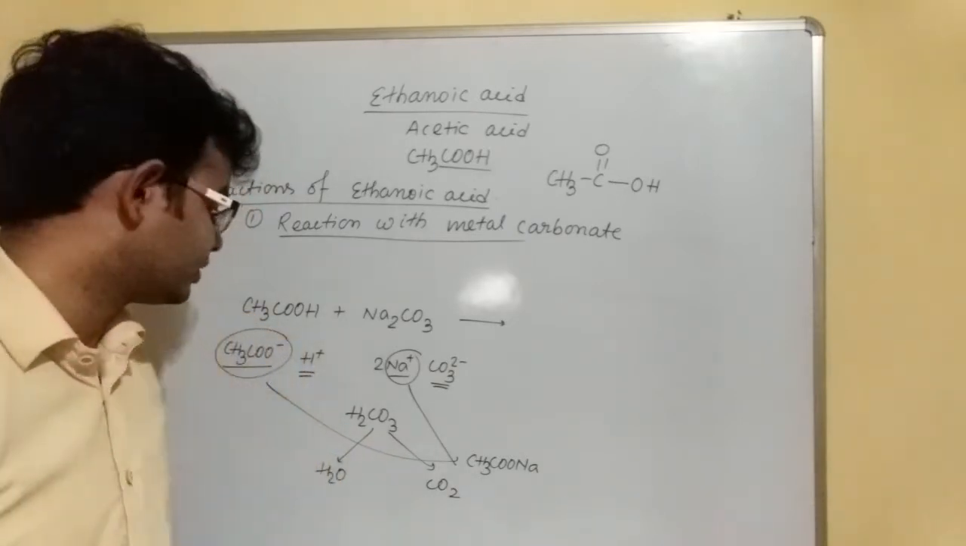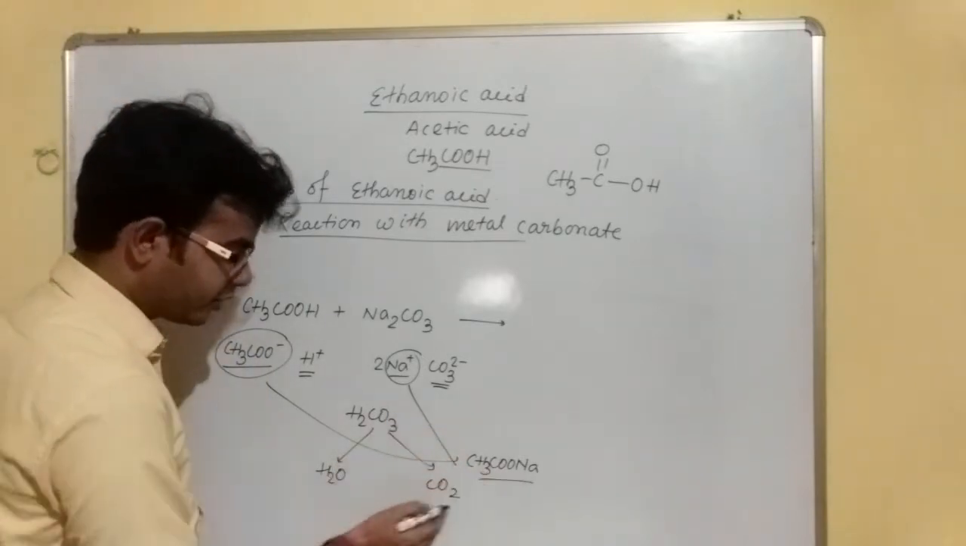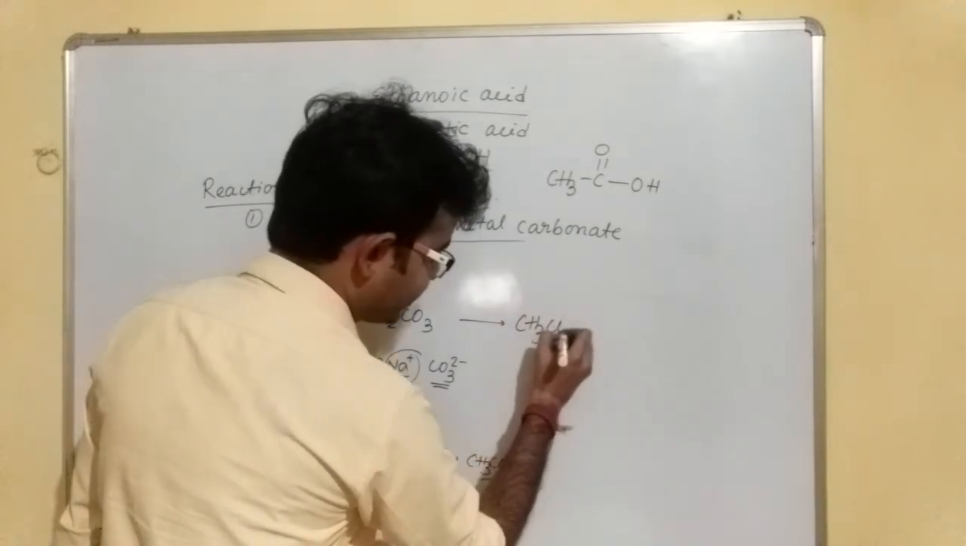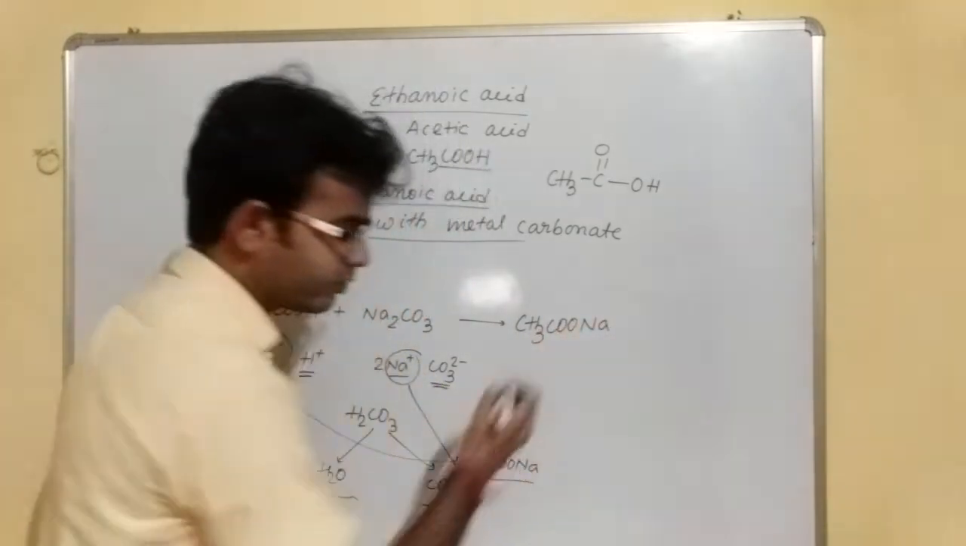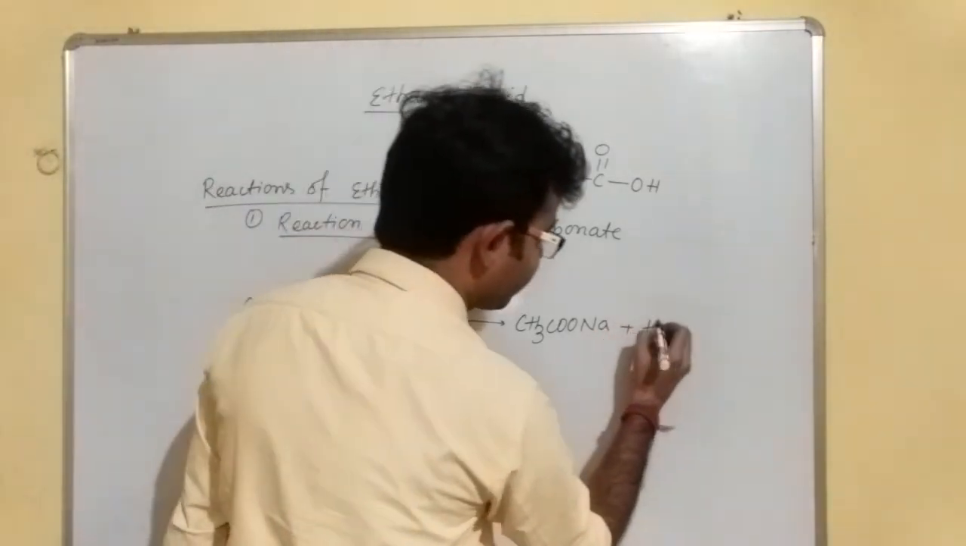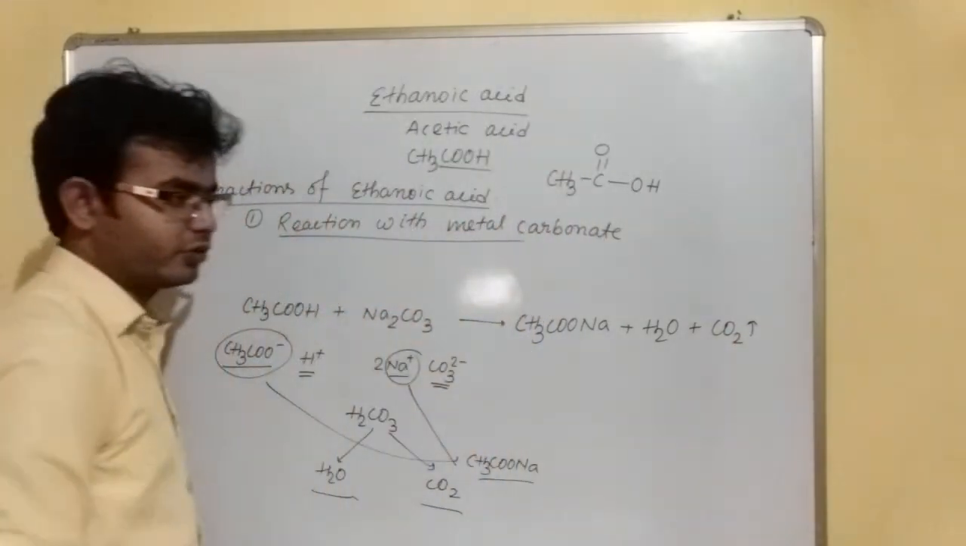Okay, carbonic acid will dissociate to form H2O and CO2. So the products will be these three: 1, 2, 3. CH3COONa. The name of this compound is very well known. That is sodium acetate, which we have already discussed. Plus H2O plus CO2. In this reaction, carbon dioxide gas is produced.